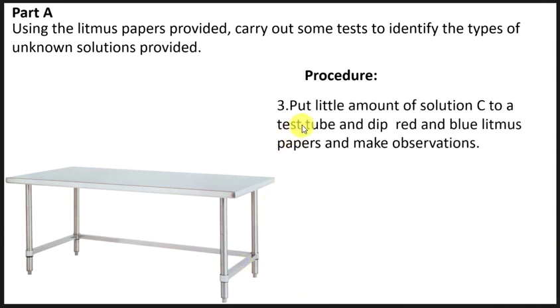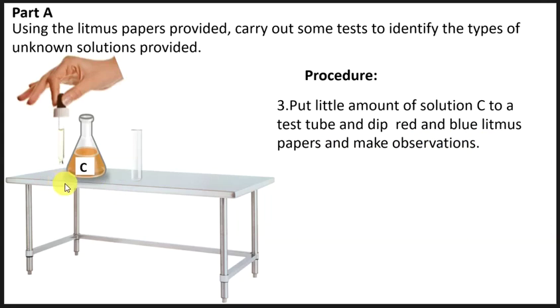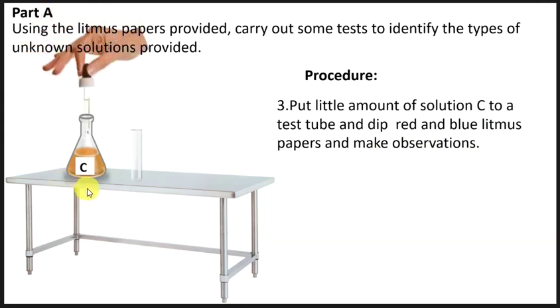Procedure 3 says put little amount of solution C to a test tube and dip red and blue litmus papers and make observations. Okay, we'll get here solution C and then also a different test tube and a clean dropper again. Get few drops of solution C and put them into the test tube, and after that we'll also pick a red litmus paper and dip it there and also make observation.